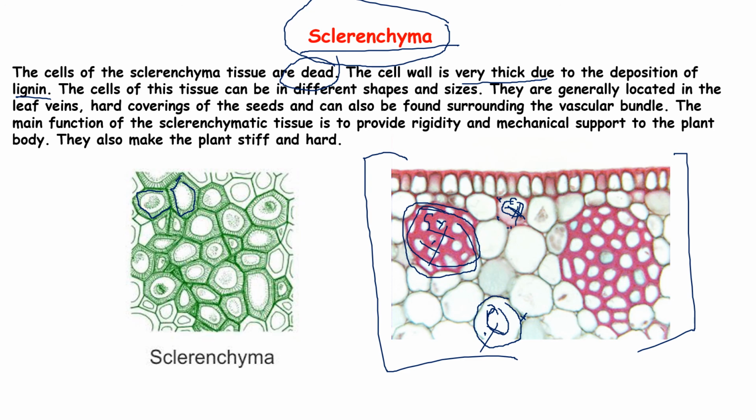So these are the three types of simple permanent tissues that we have discussed today.